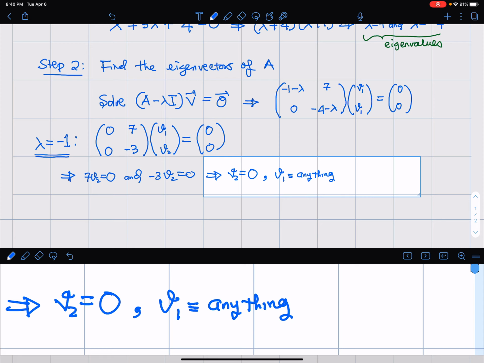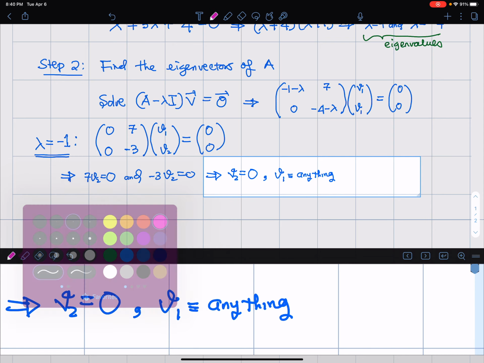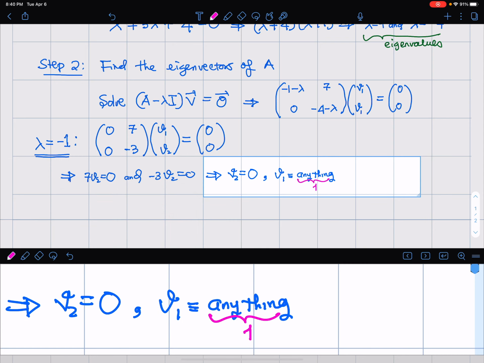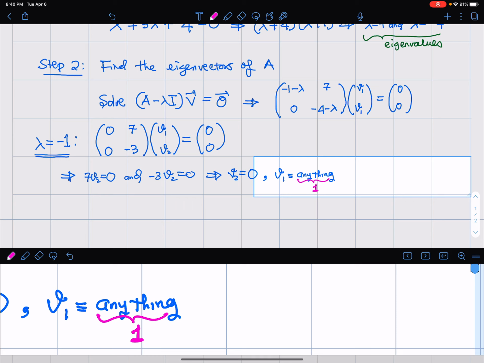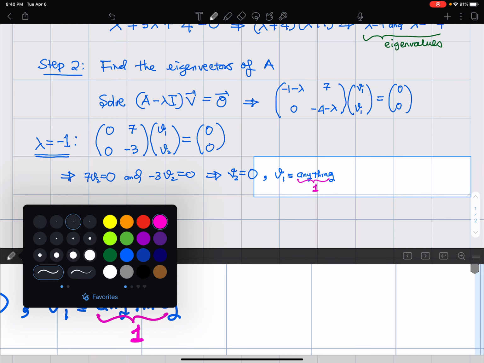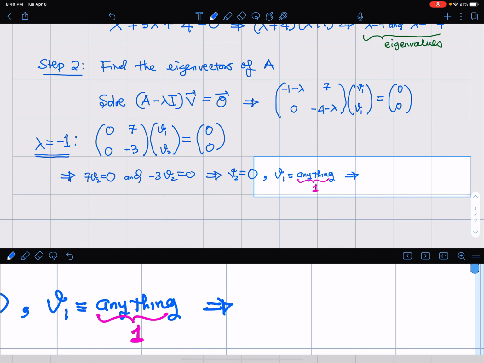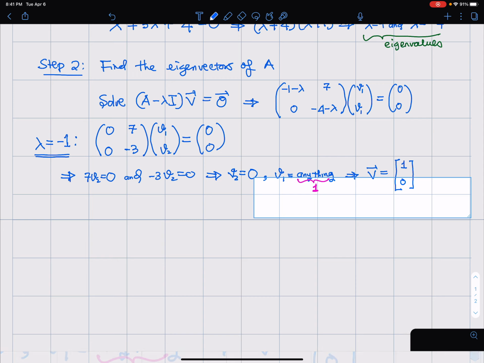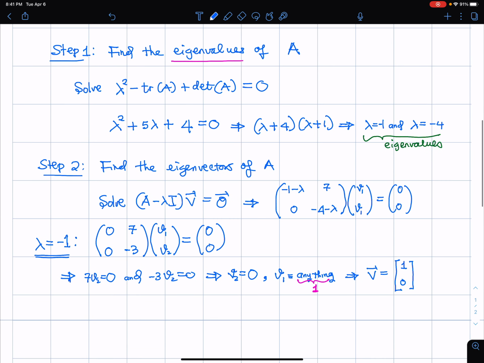All right? But whenever you get anything, the best thing to do is to assign it the value 1. So this tells us that our eigenvector, in this case the vector V, is V1 is 1 and V2 is 0. Before we solve the next, we'll find the next eigenvector.